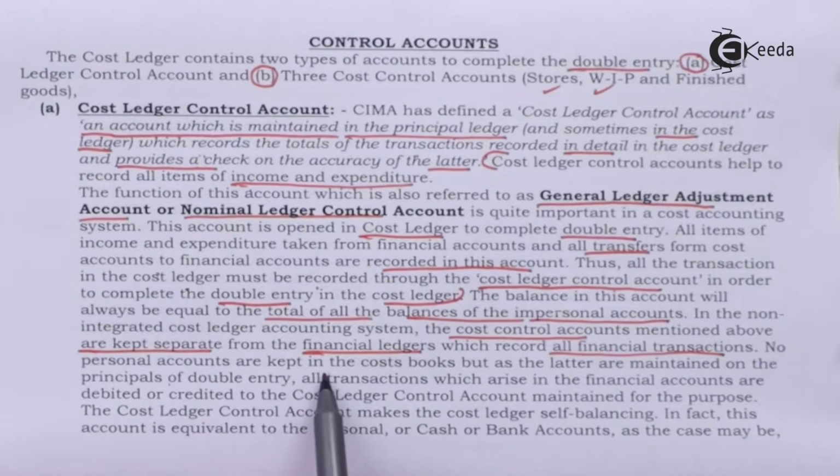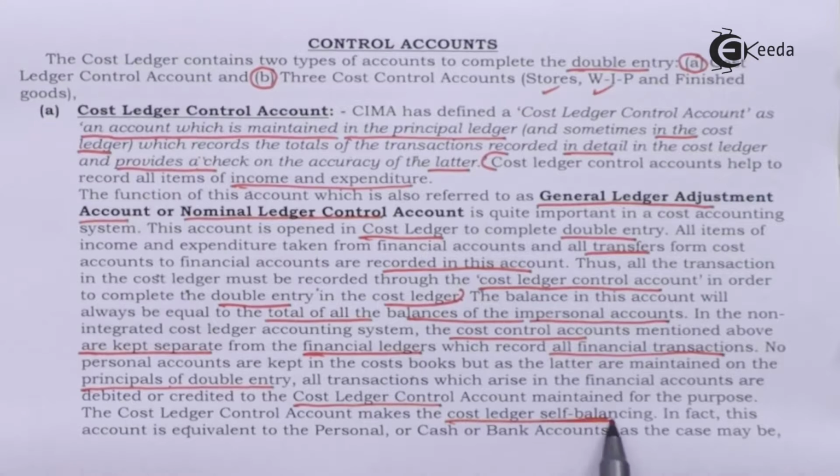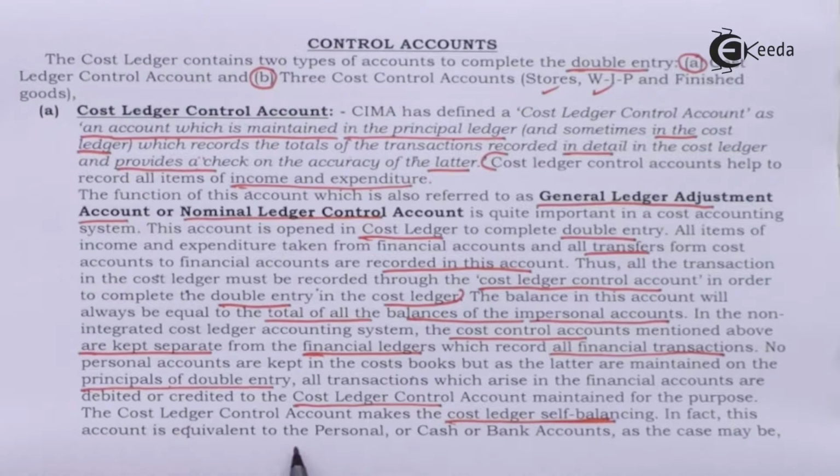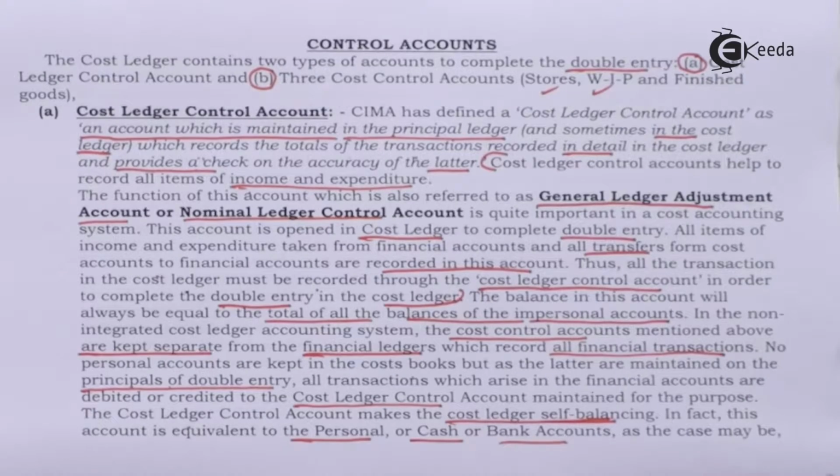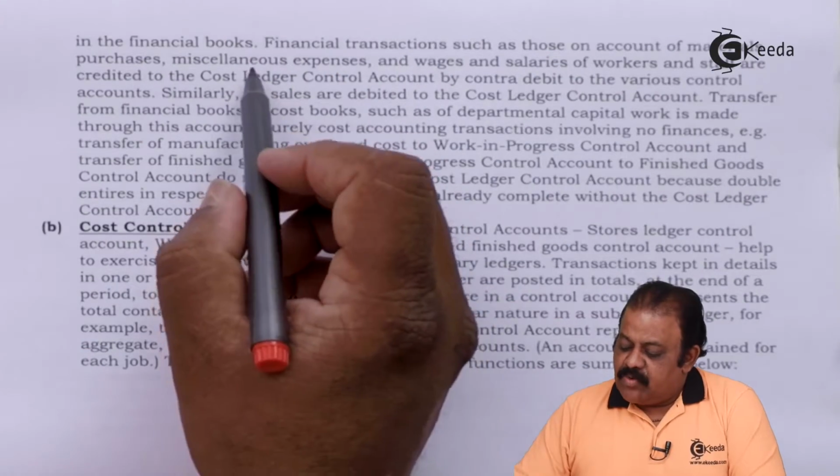No personal accounts are kept in cost books, but as the latter are maintained on principles of double entry, all transactions which arise in financial accounts are debited and credited to cost ledger control account. Accounts maintained for this purpose, the cost ledger control account makes the cost ledger self-balancing. In fact, this account is equal to personal, cash or bank account, as the case may be, in financial books.